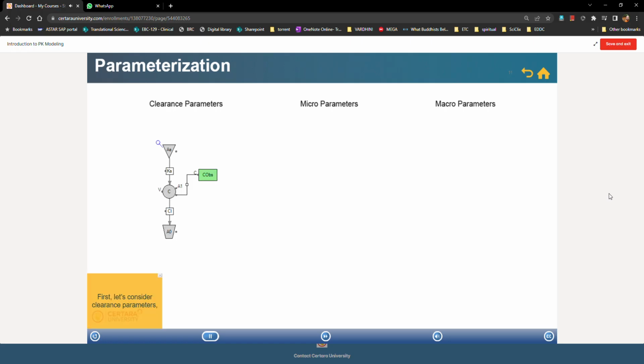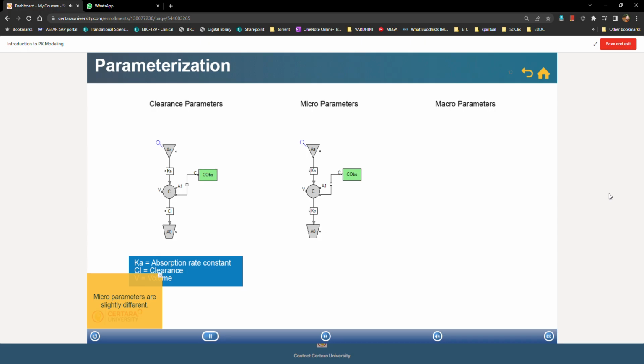First, let's consider clearance parameters, which are the most widely used type of parameters. Transport of drug between compartments is defined in terms of clearances. The model pictured is a one-compartment extravascular model with clearance parameters. The parameters in this model are the absorption rate constant, the clearance, and the volume. We suggest using clearance parameters when possible because clearances are physiologically relevant and clearance-based models tend to be more stable. It is also easy to obtain initial estimates by using parameters from NCA.